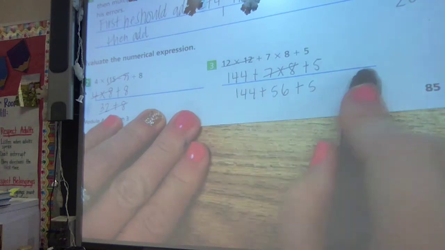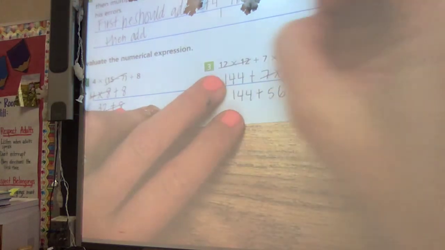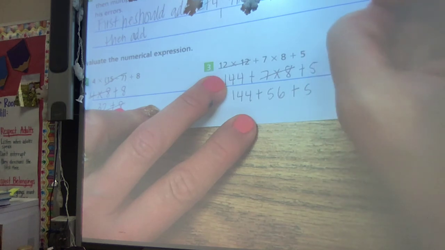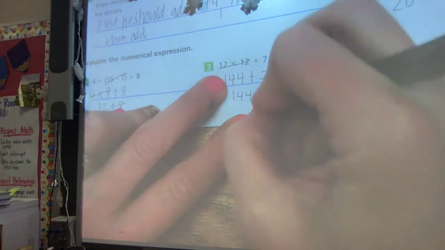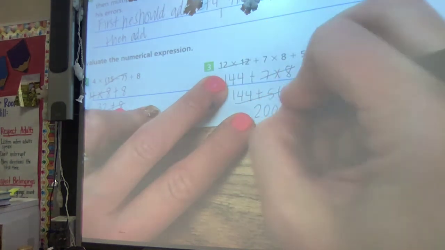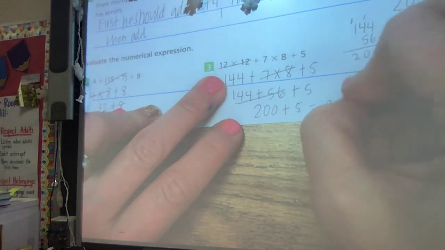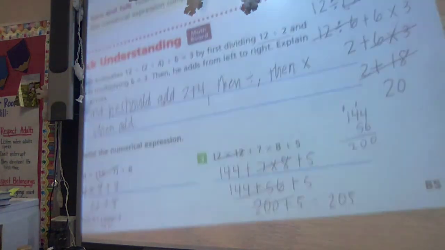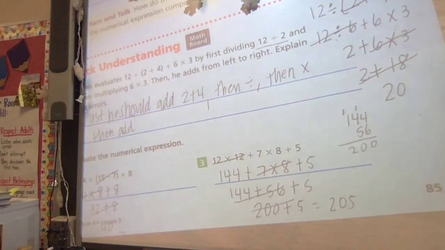And now I can just add. I'm going to do mine over here. 144 plus 56. That gives me an even 200. And 200 plus 5, right over here, is 205. So I want you guys to show your work and be really careful as you're solving these problems.